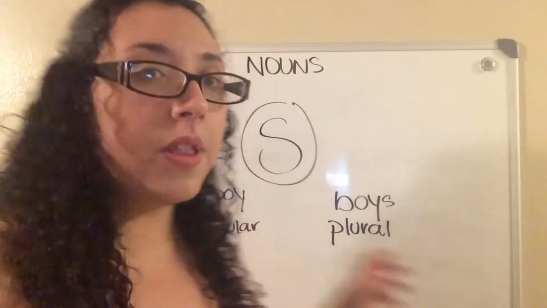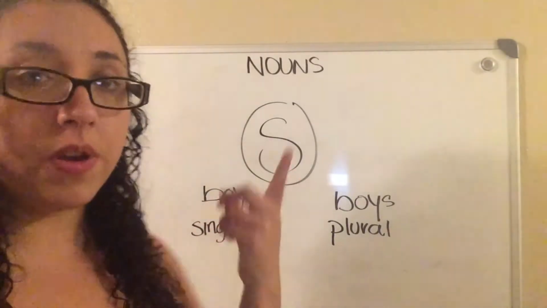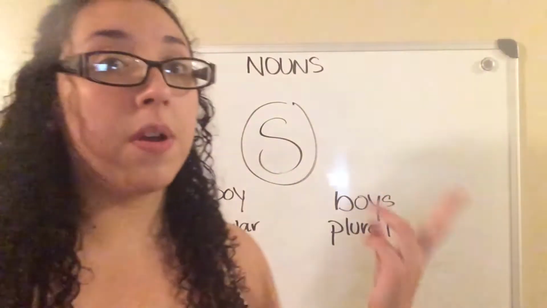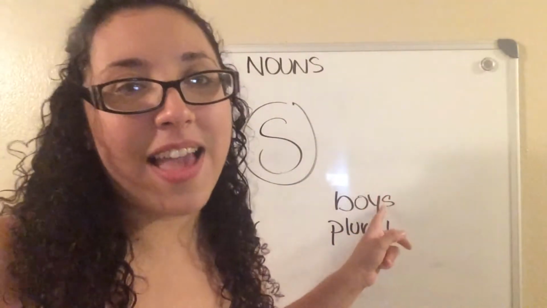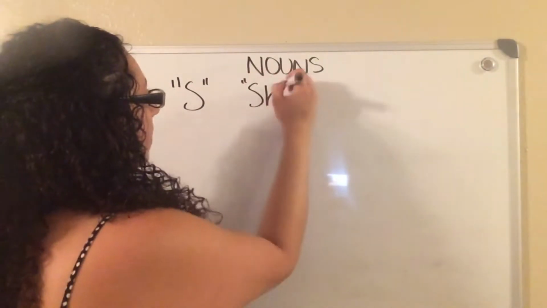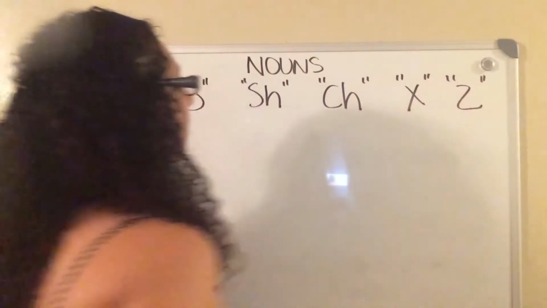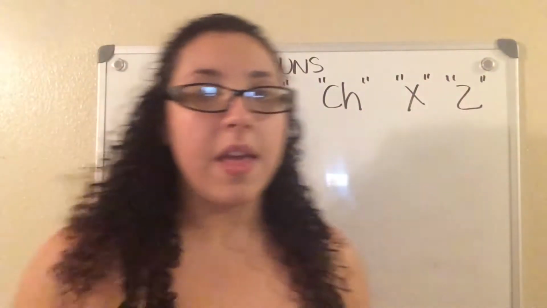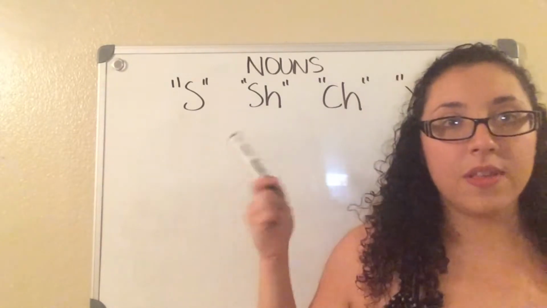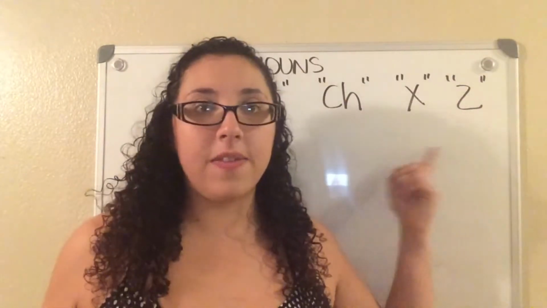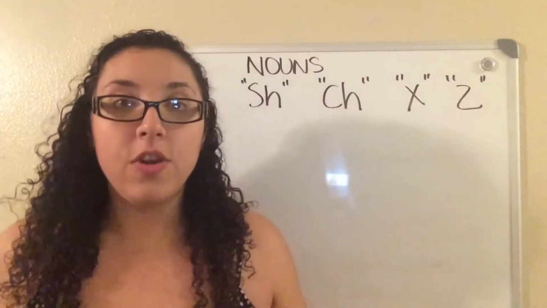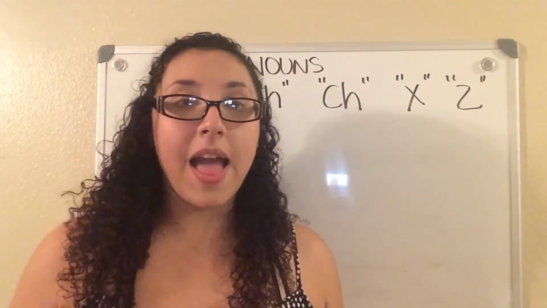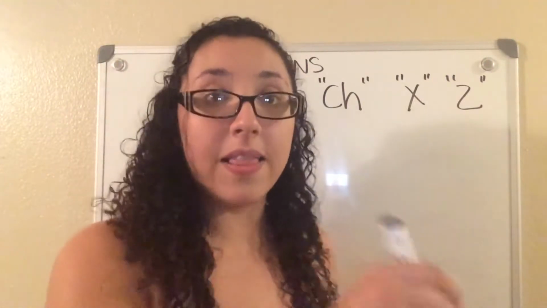For example, the word boy, it's talking about one boy. But if you want to talk about 2, 3, 4, or a bunch of boys, you just have to add the S to it. So if your noun ends in S, SH, CH, X, or Z, then you have to add ES at the end of it.